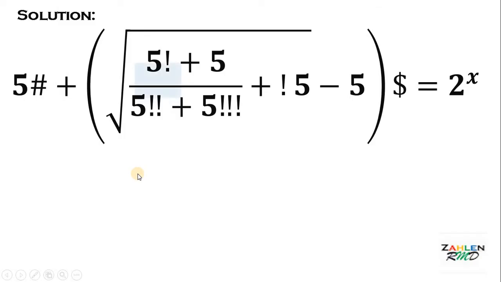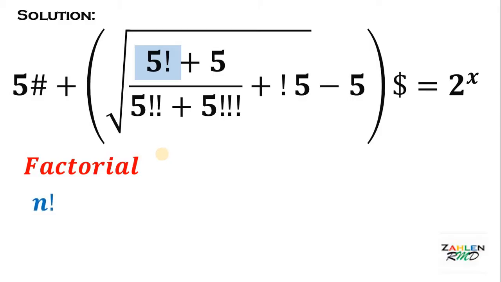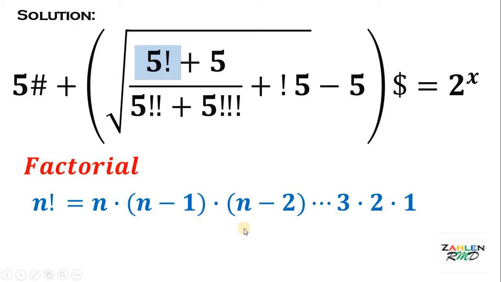Now, let's start with 5 factorial. This is what we call factorial. In mathematics, the factorial of a non-negative integer n is denoted by n factorial. It is the product of all positive integers less than or equal to n. Therefore, n factorial is equal to n times n minus 1 times n minus 2 and so on and so forth until we reach 1.